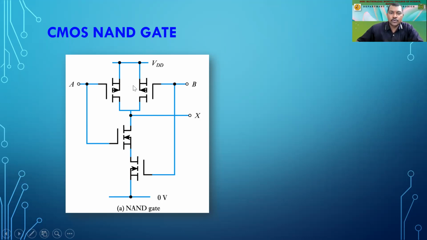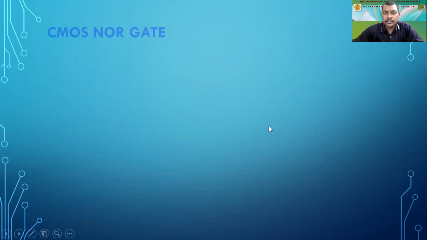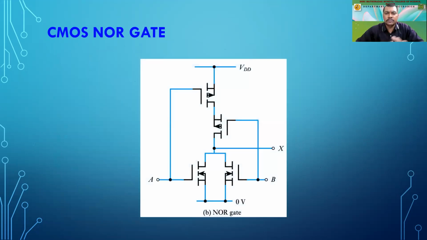And this is what the truth table says, that when both the inputs of a NAND gate are high, then the output of the gate will be equal to 0 or low, right? So this was the working of the CMOS NAND gate. Similarly, if you see the CMOS NOR gate, right? The CMOS NOR gate is similar to that, just a little bit of difference.